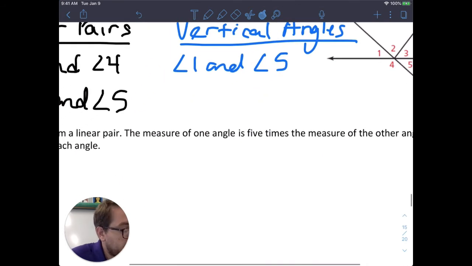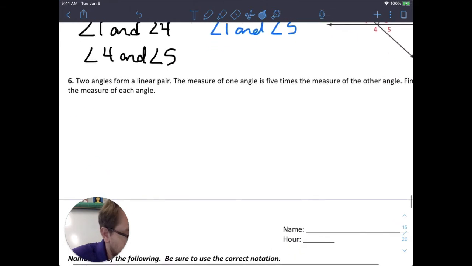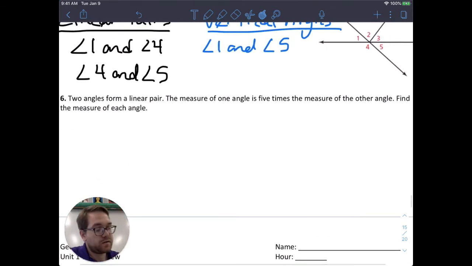All right, let's do one last example. Two angles form a linear pair. The measure of one angle is 5 times the measure of the other angle. Find the measure of each angle. Now the first thing I notice in this problem is that I don't have a figure, and it's usually helpful to have a figure to go off of. So I'm going to draw one.